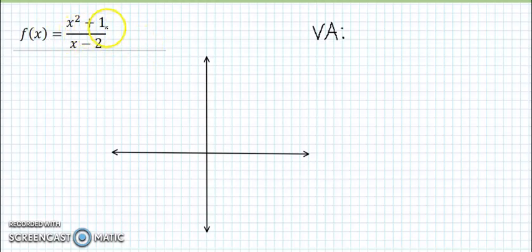When you have x squared plus a number, you can't factor that. If it's x squared minus a number, you could factor it as a difference of squares, but not if it's a sum here. Then that only has imaginary zeros, so we're not going to bother factoring that. So to find the equation of the vertical asymptote, you set the denominator, in this case x minus 2, equal to 0. So the equation of the vertical asymptote is x equals 2.